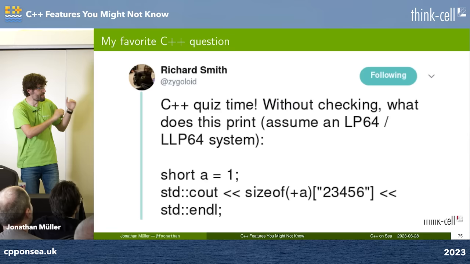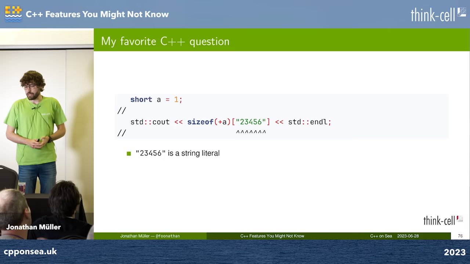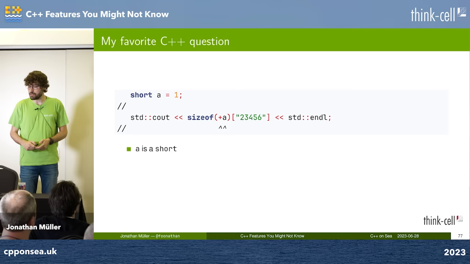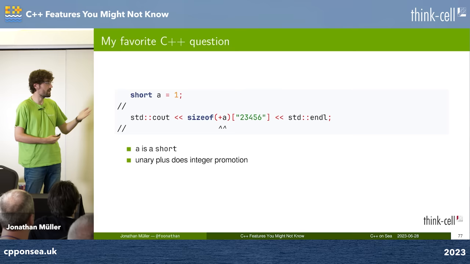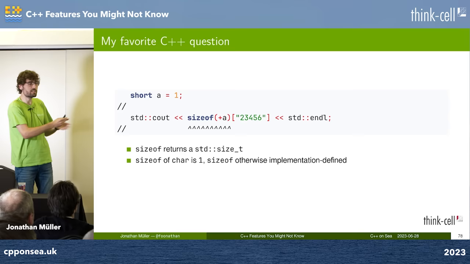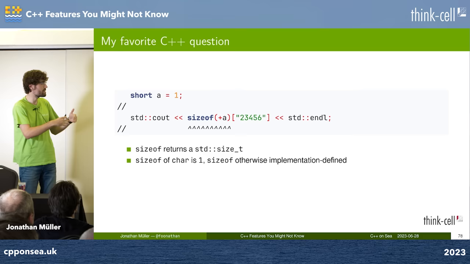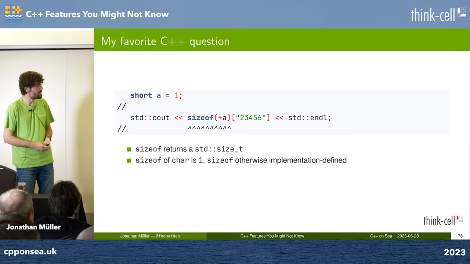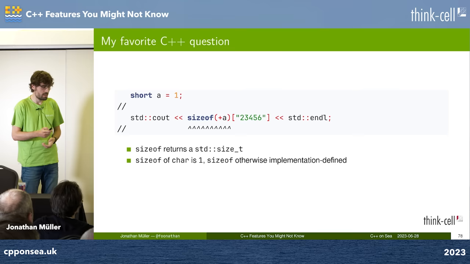So let's walk through it. We've got a string literal. This is an array of chars. Okay, that's straightforward. We've got a. A is a short. Unary plus does integer promotion, so the result will be an int. I've told you that in the beginning. Sizeof returns a size_t, which is the size of the thing in bytes. Except the standard says that the size of a char is one, and otherwise it's implementation defined. So it doesn't actually return the size in bytes, it returns the size in chars. And if you have a 64-bit char, sizeof char will still be one, and your byte is 8 bytes, which is weird. But otherwise, we've got an int, and the size of an int is implementation defined. But Richard gave us the system, so we're on LP64, and there the size of int is 4.